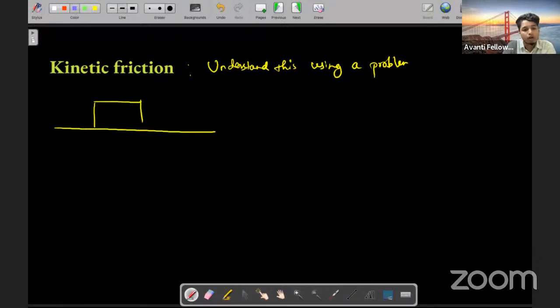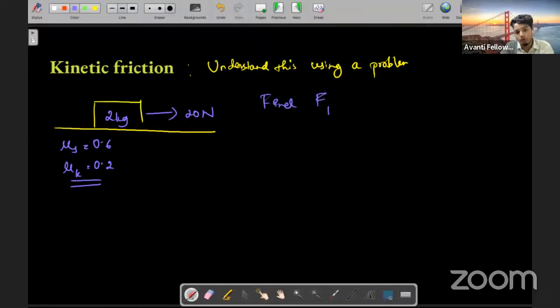This is a 2 kg body, and a 20 Newton force is applied. It is given that mu s is equal to 0.6, and mu k is equal to 0.2. The question says, find the friction force, and find the acceleration.